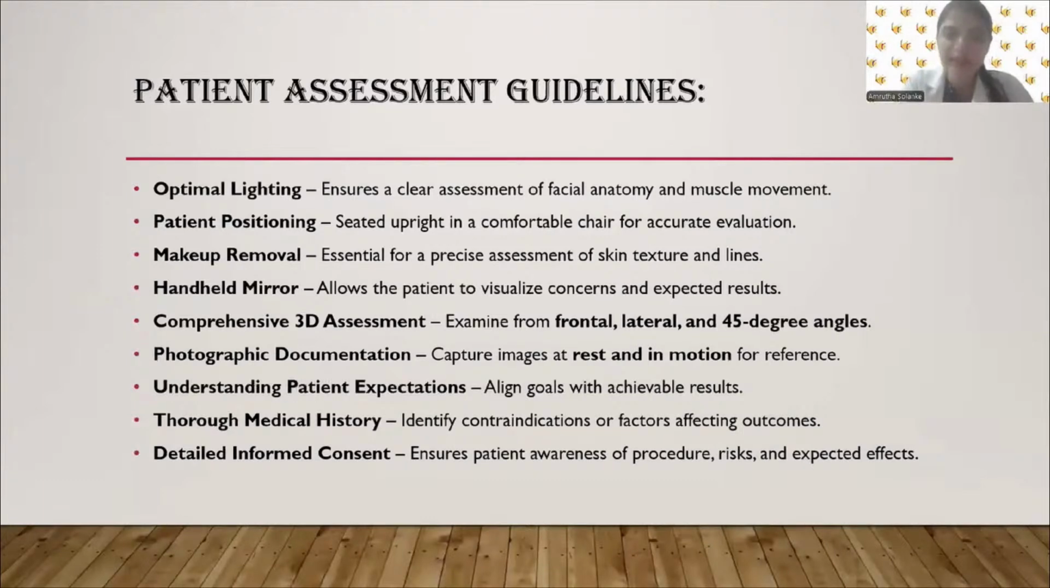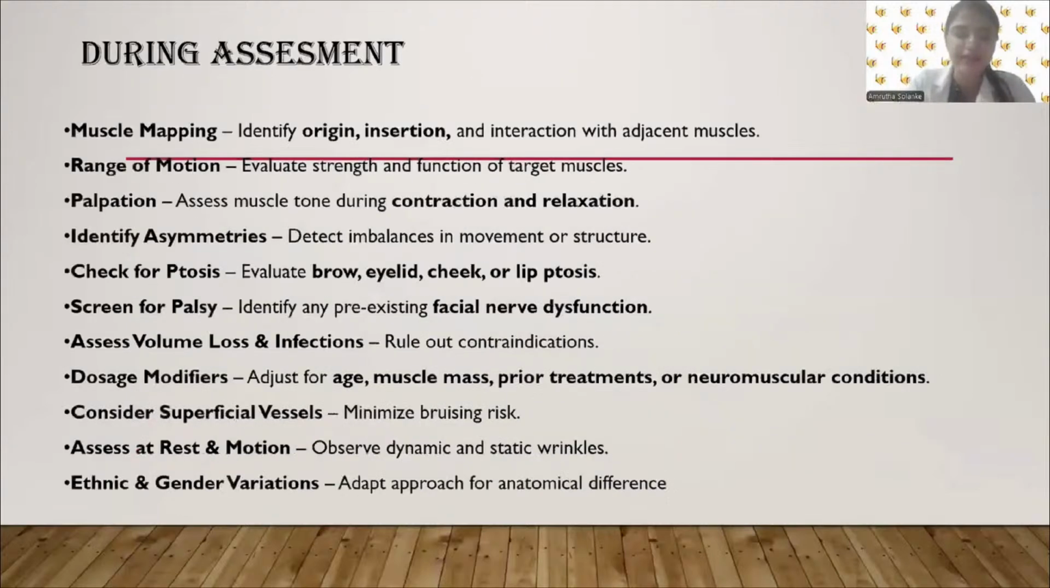Photographic documentation has to be done at rest and in motion, understanding the patient's expectations and aligning the goals with achievable results. A thorough medical history has to be taken to identify contraindications or factors affecting the outcomes. Detailed informed consent ensures the patient's awareness of the procedure, risks and expected effects. During the assessment, muscle mapping has to be done to identify the origin, insertion and interaction with the adjacent muscles. The range of movement has to be evaluated.